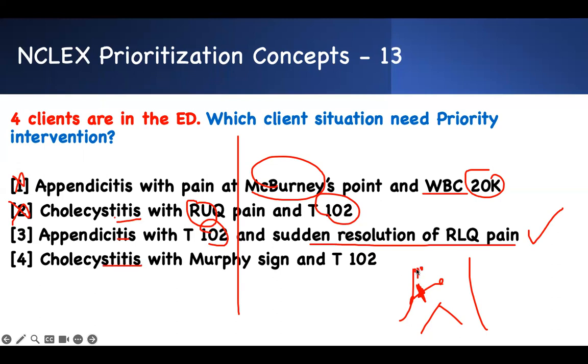Let's look at the last one. Cholecystitis, okay, and I have Murphy sign, temperature of that. The Murphy sign is the same as the right upper quadrant. You push on the right upper quadrant, and then they take inspiration and rest. The pain, the gallbladder touches the diaphragm and they stop breathing. Inspiration and rest, that's what you expect. So this is not a problem. 3 is your answer choice.